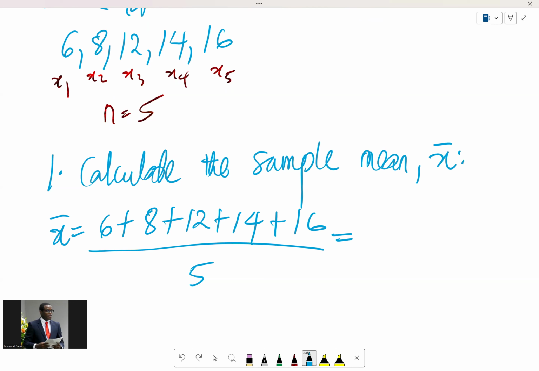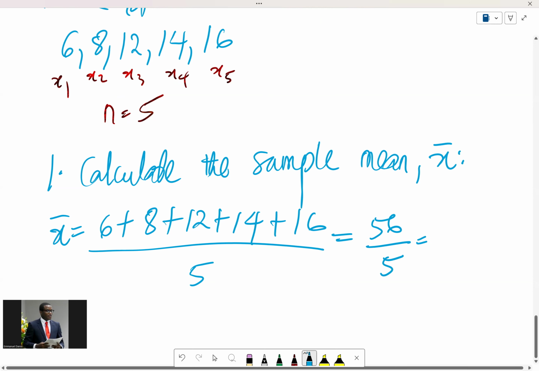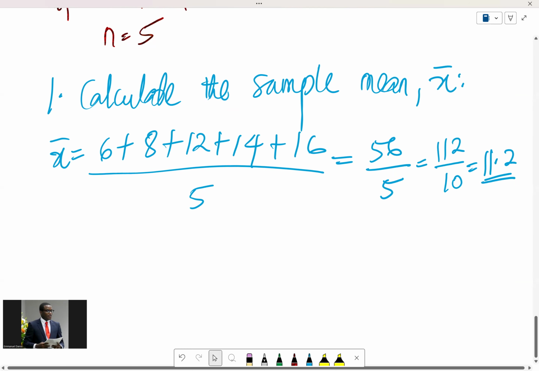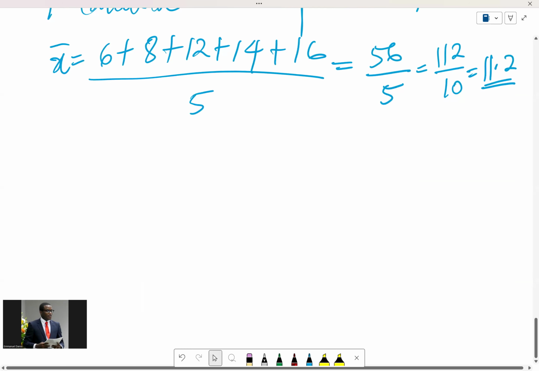So that is 56 divided by 5. It's easier to divide by 10, so 56 times 2 is 112. That's my first way of dividing by 10. So you can easily know this is 11.2. Or you can just punch your calculator and get 11.2. So the mean is 11.2. So that's the first step.